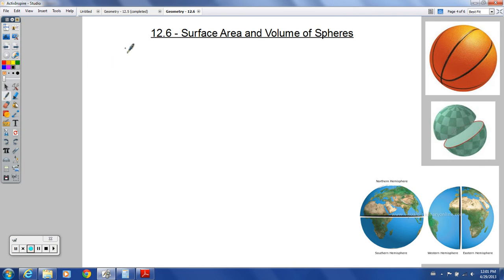So let's get started by drawing a sphere. What is a sphere? Here's my favorite sphere in the whole world, at least right now that I can think of, a basketball. I love basketball. And so let's draw a sphere. The easiest way to draw a sphere is just to draw a circle. That's alright, not my best circle, but that'll do.